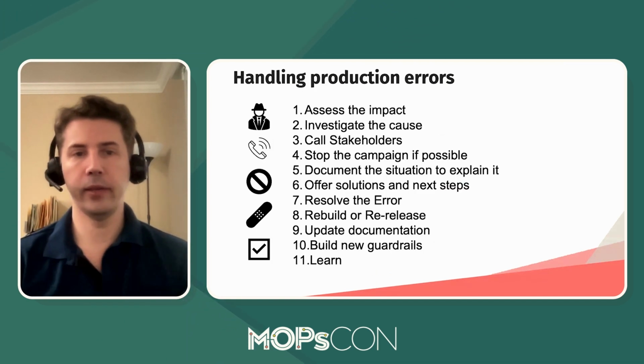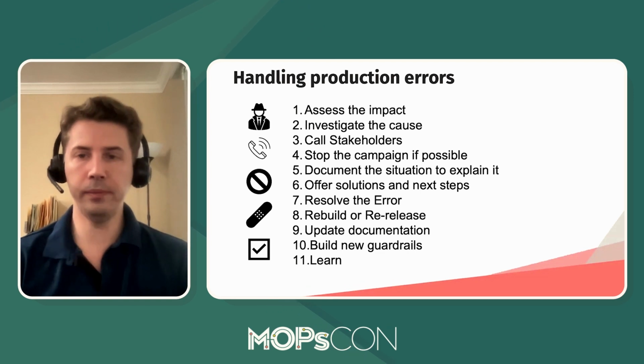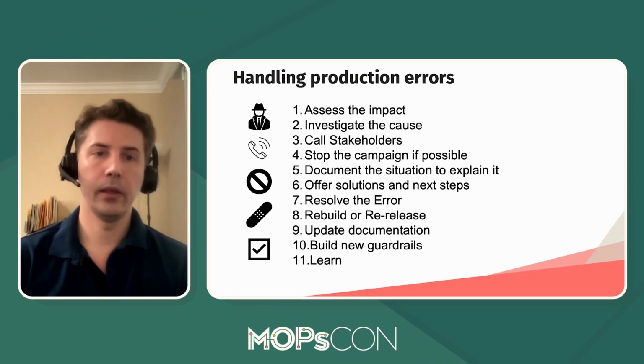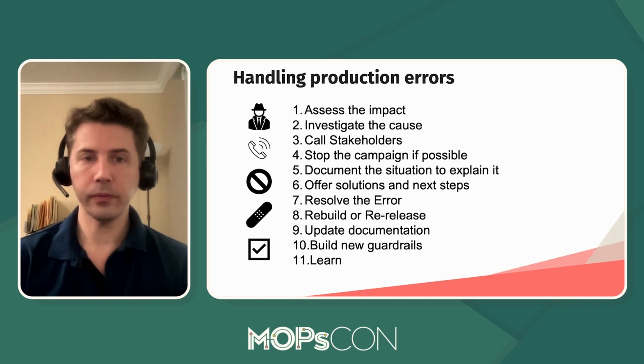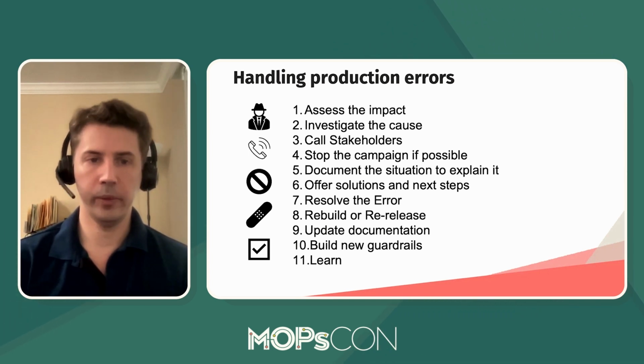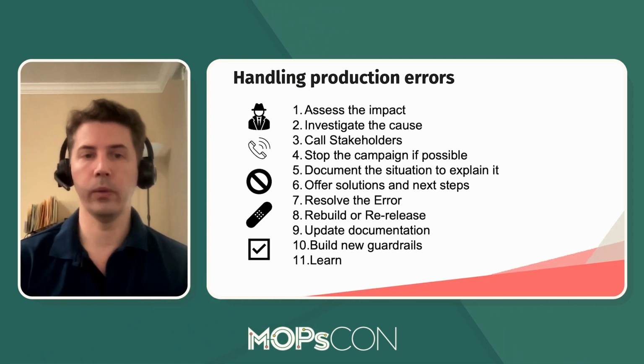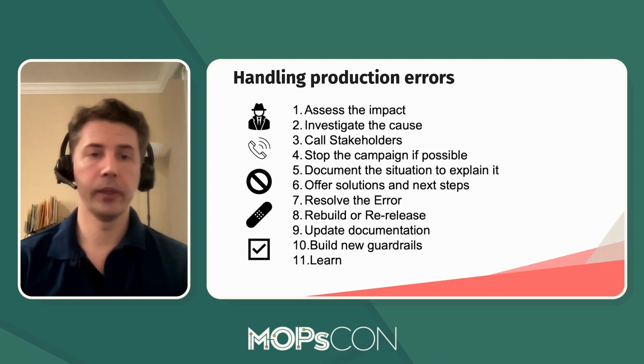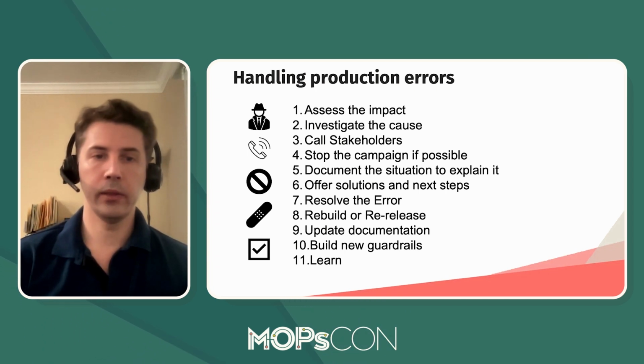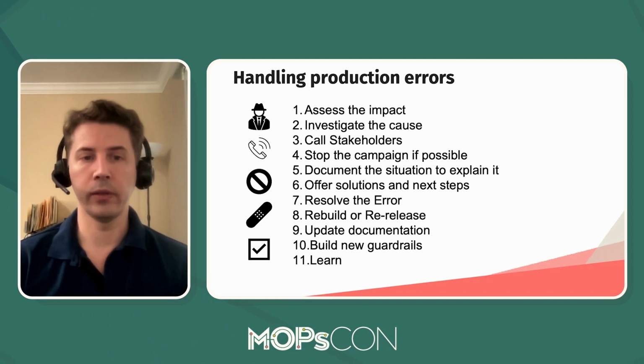We'll talk about how you handle something when it does go wrong. Well, mistakes are going to happen. Hopefully, it's not very often. You're going to walk through these several steps. Understand what happened. Make sure the stakeholders are aware. If you can stop the campaign or roll something back, do it. Make sure you document the situation and understand how you're going to resolve it going forward.